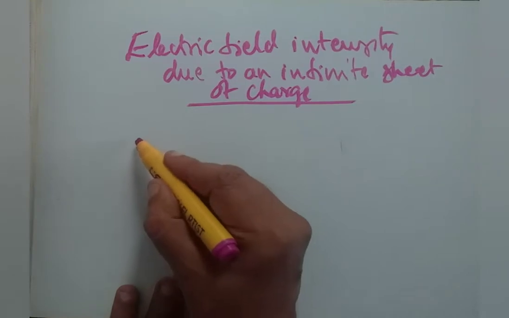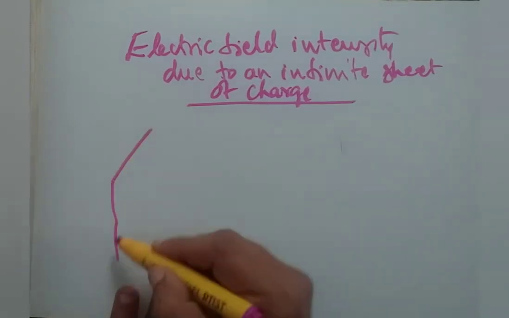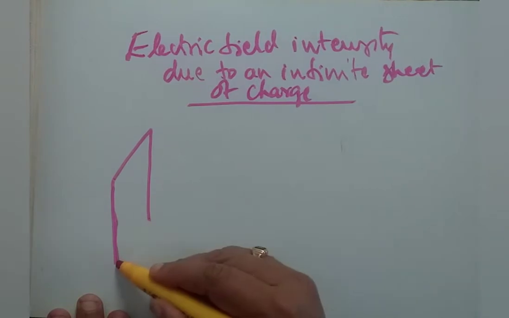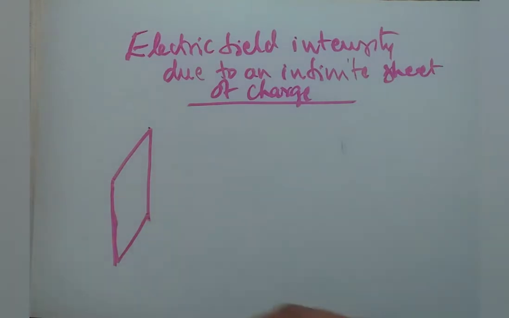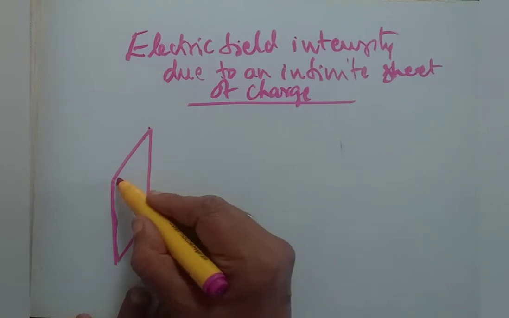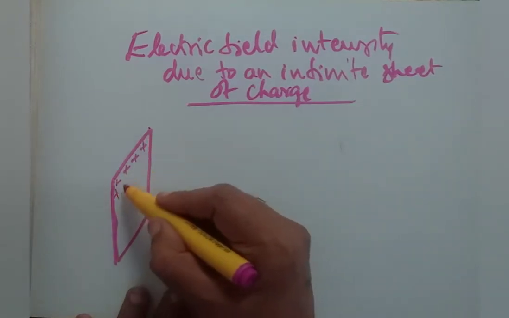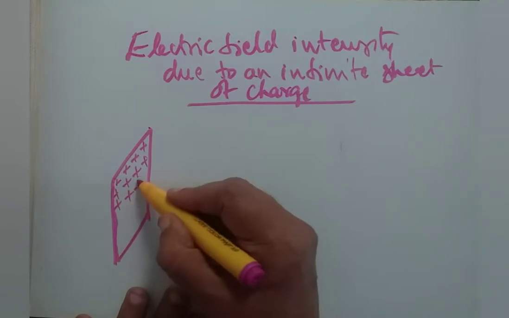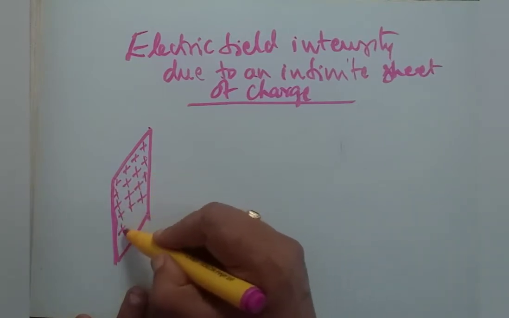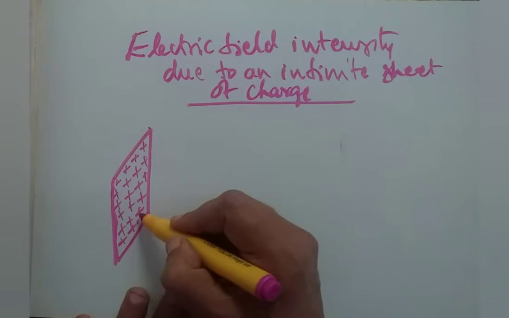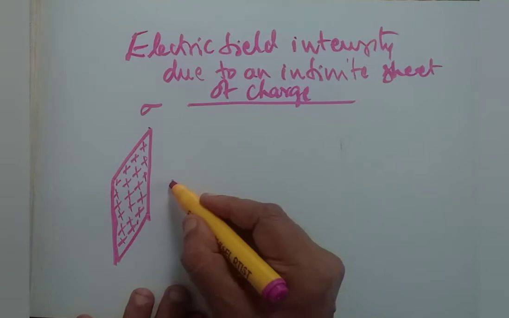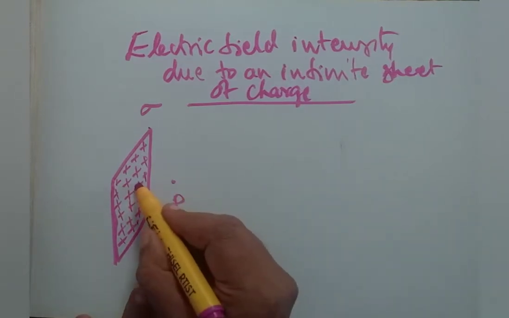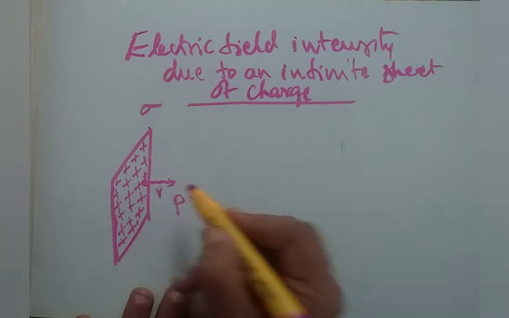Say we imagine an infinite sheet of charge like this. Even though when we draw it, it looks finite, we can imagine it is extended on all sides to infinity. Now we imagine it has positive charges on it. That means a continuous distribution of positive charge with surface charge density sigma. Now we want to calculate the electric field at point P at some distance r from it.